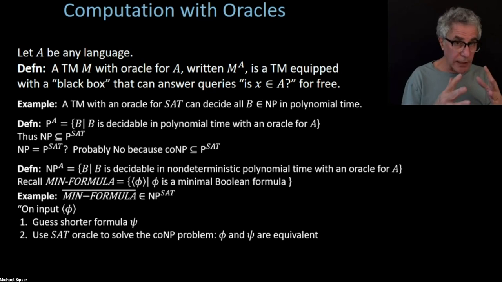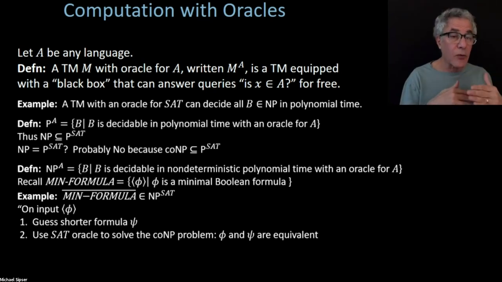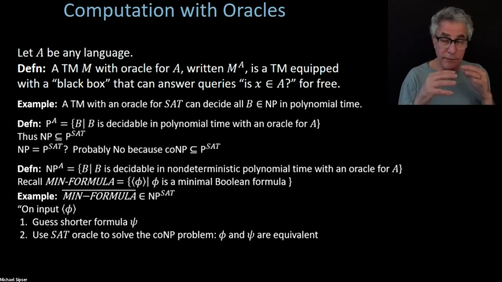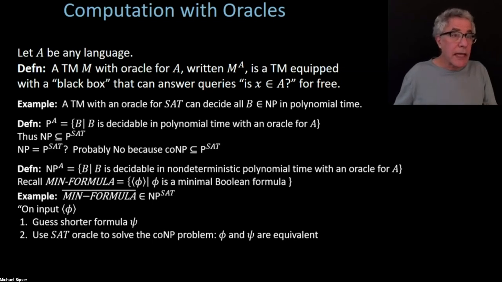Or if you like to think about it the other way, formula inequivalence is an NP problem, because the witness is the assignment on which they disagree. So two formulas are equivalent if they never disagree, and so that's a co-NP problem. Okay, so a SAT oracle can solve a co-NP problem, namely the equivalence of the two formulas, the input formula and the one that you non-deterministically guessed.